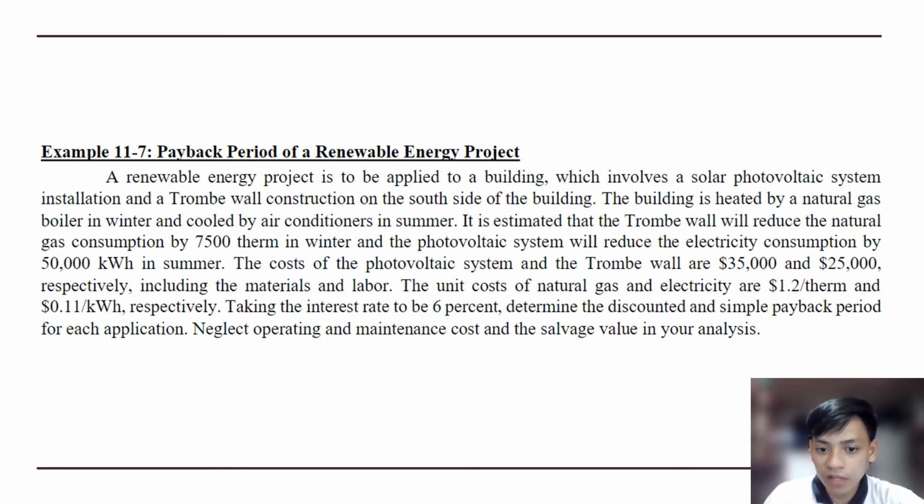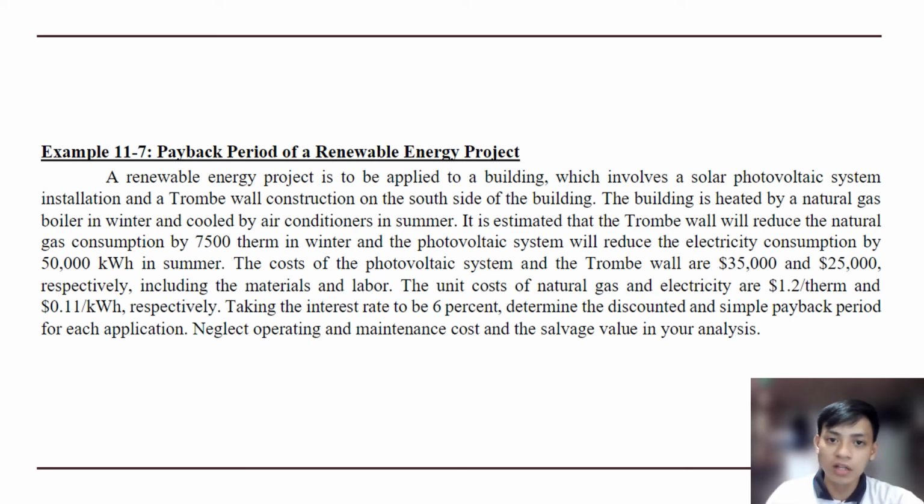The costs of the photovoltaic system and the Trombe wall are $35,000 and $25,000 respectively, including the materials and labor. The amount here is already the installation and initial cost. The unit costs of natural gas and electricity are $1.2 per therm and $0.11 per kilowatt hour respectively, taking the interest rate to be 6%. Determine the discounted and simple payback period for each application. Neglect operating and maintenance costs and the salvage value in your analysis.